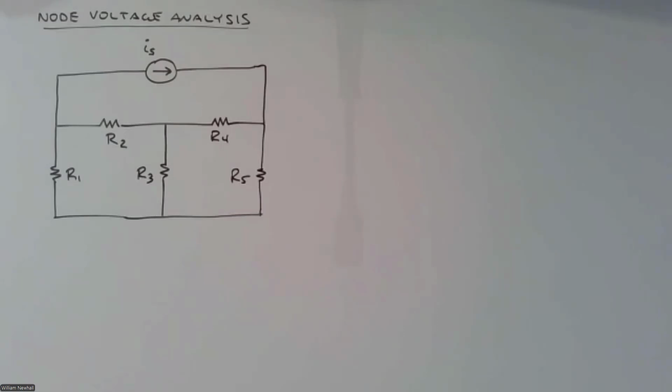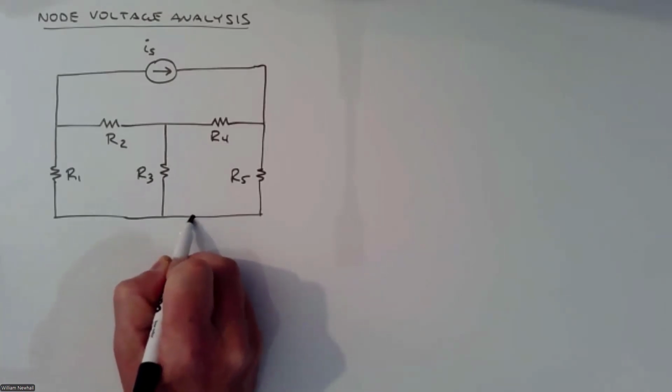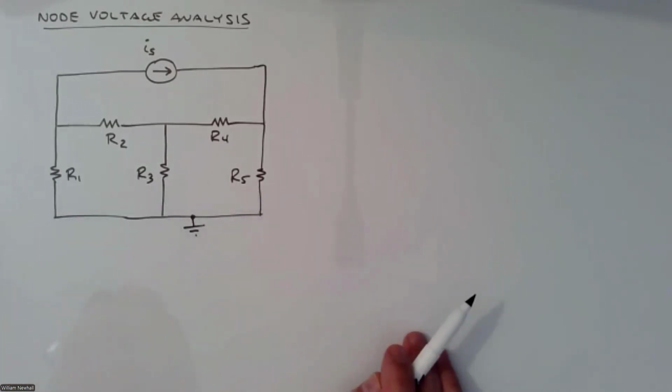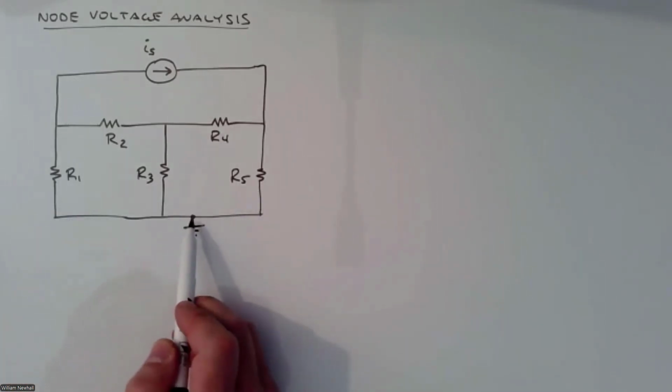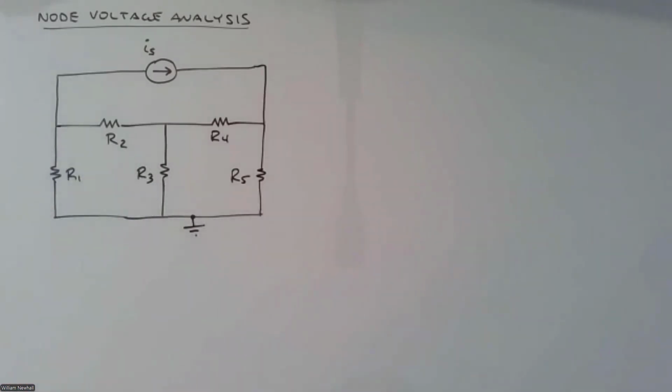Right? And then let's suppose that I define a reference node. So I'm going to put the reference node here. That means this whole bottom node is a reference against which we're comparing the voltages of each node, the node voltages.